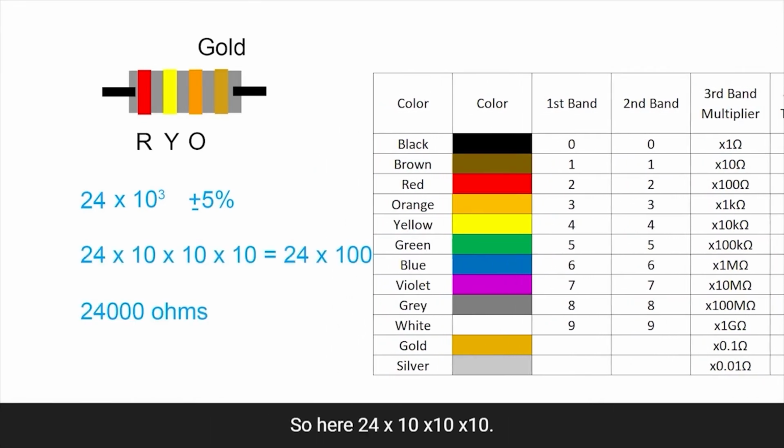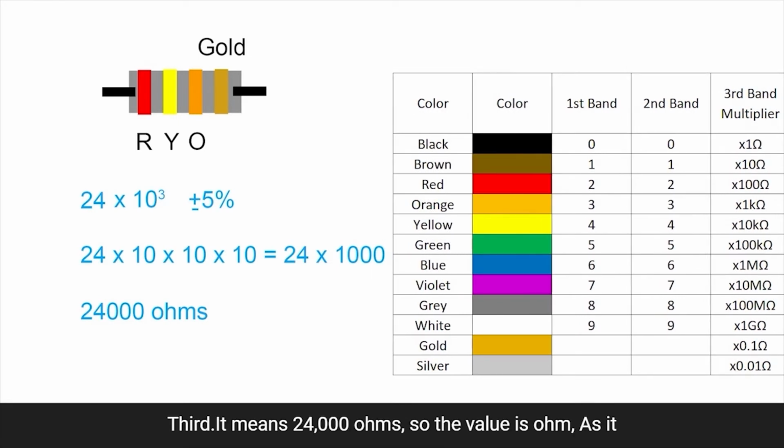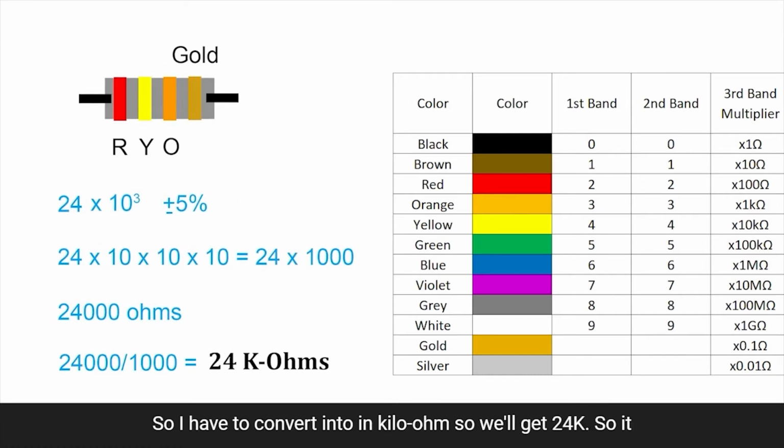So here, 24 times 10 times 10 times 10. It means 10 to the third. So it means 24,000 ohms. So the value is in ohms, as it is a resistor, so it is 24,000 ohms. If we convert it, we'll get 24k. And as it is gold, it will be plus minus 5%.